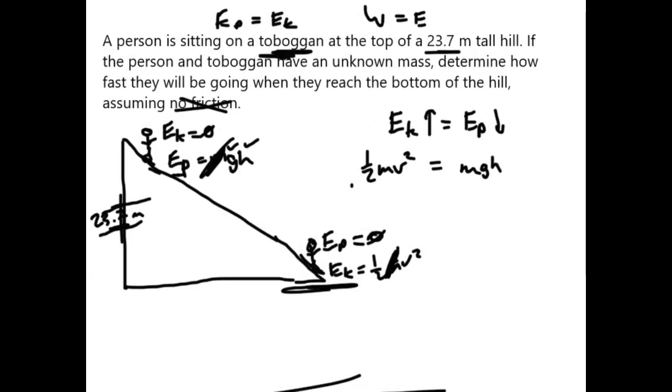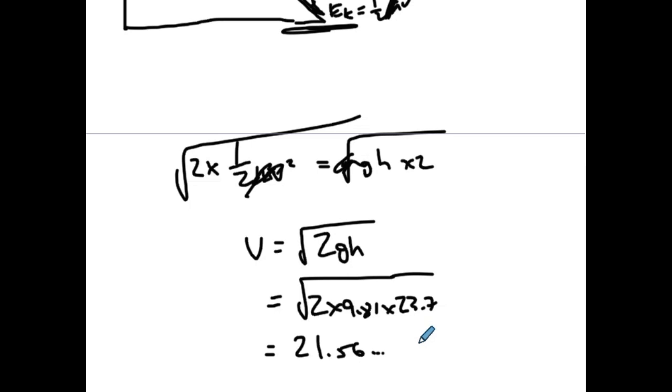Based on sig digs, I guess we got 3. I don't know why I needed to look. I knew it was 3. So the final answer will be 21.6 meters per second. And that's how fast your velocity will be at the bottom of the hill.